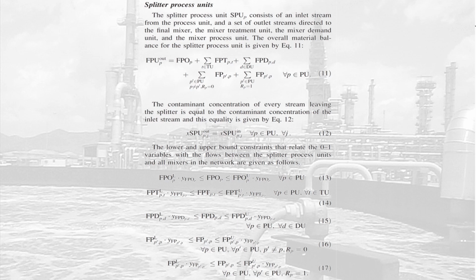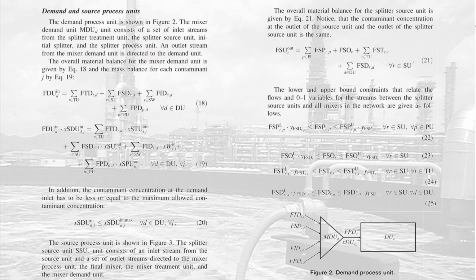Splitter process units. The splitter process unit SPUP consists of an inlet stream from the process unit, and a set of outlet streams directed to the final mixer, the mixer treatment unit, the mixer demand unit, and the mixer process unit. Demand and source process units. The demand process unit is shown in the figure.